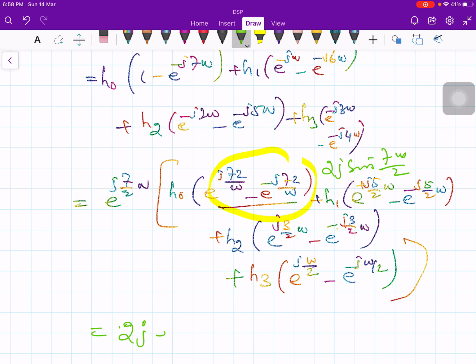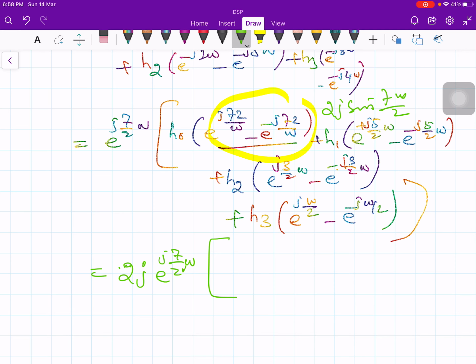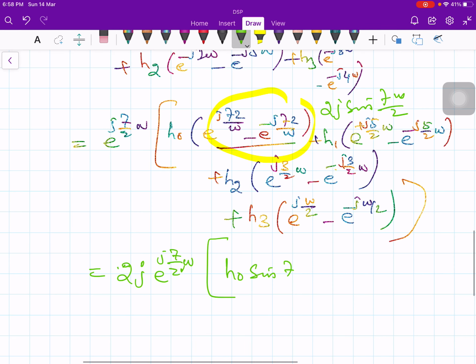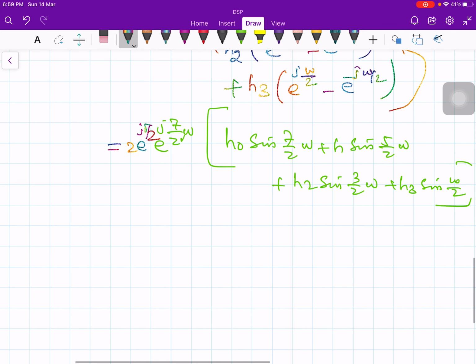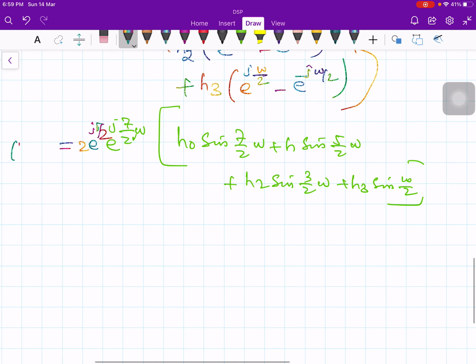So e to the j 7 by 2 omega, and then within a bracket you will be having h0 sine 7 by 2 omega plus h1 sine of 5 by 2 omega plus h2 sine of 3 by 2 omega plus h3 sine of omega by 2. That's it. Now this j I can write as e to the j pi by 2. Now in general, this is the expression for frequency response.